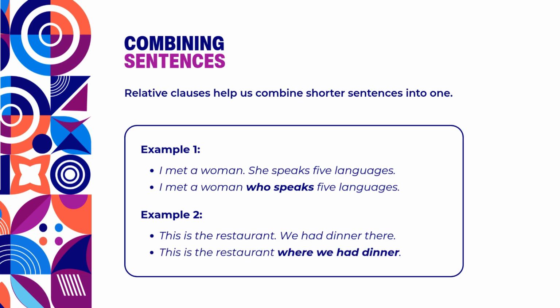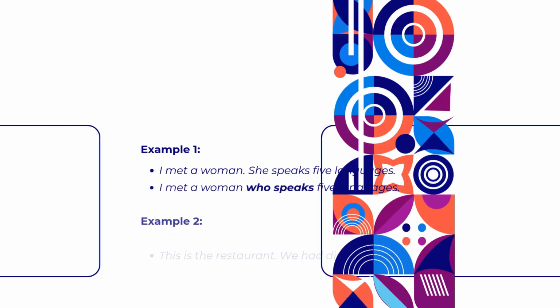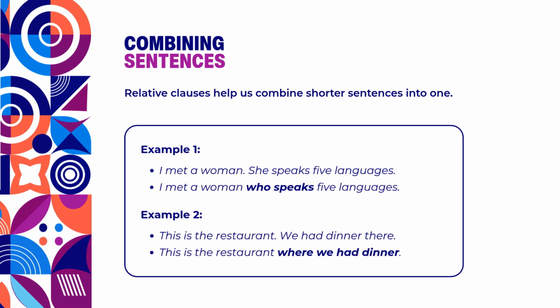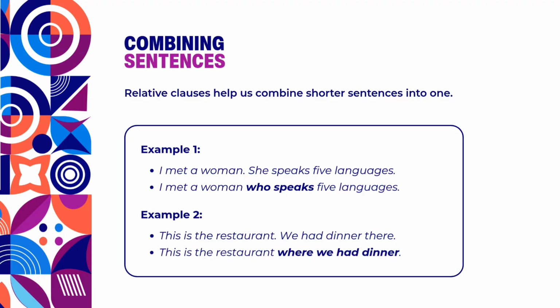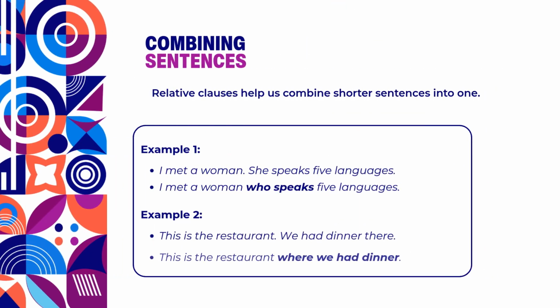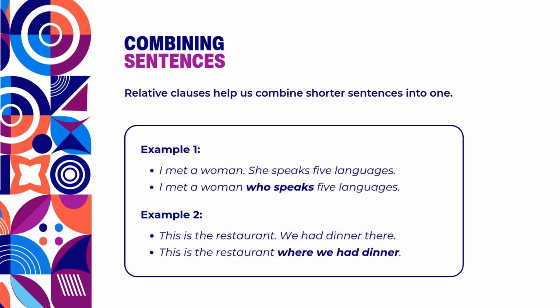Combining sentences. Relative clauses help us combine shorter sentences into one. Example 1. I met a woman. She speaks 5 languages. I met a woman who speaks 5 languages. Example 2. This is the restaurant. We had dinner there. This is the restaurant where we had dinner.